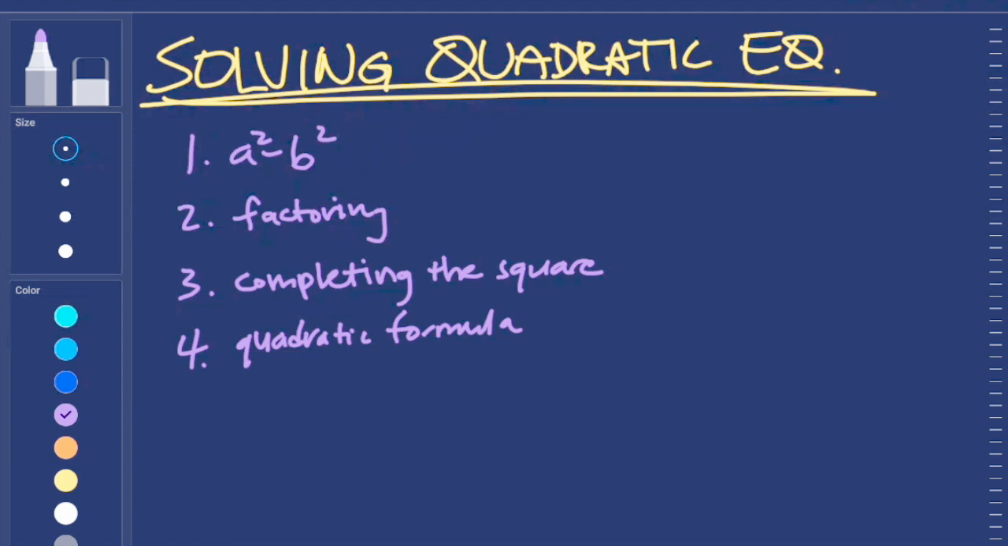Hi, we are learning about solving quadratic equations today. Solving quadratic equations means you have to find the roots of the equation. We can do this by four methods. The first is the a squared minus b squared format. Second one is factoring. Third one is completing the square. And the fourth one is the quadratic formula.